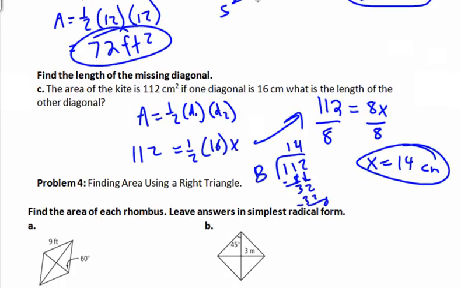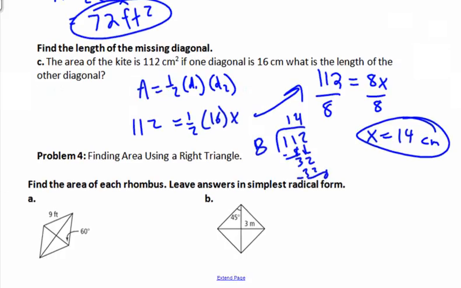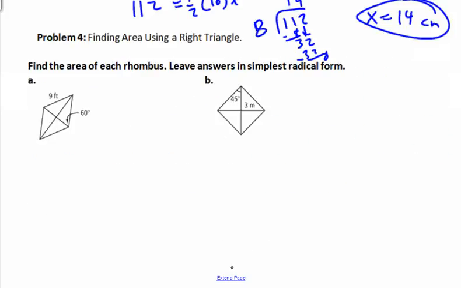Alright, bottom one. Probably the last one we're going to do. Finding area using right triangles. So there, we've already actually been doing that. But let's see here, A and B. We have rhombuses. Leave answers in radical form. Good. So we need to find the diagonals, and that's all we need to find. So we have a 30-60-90 triangle. This is a right triangle. This side would also be 9 then.